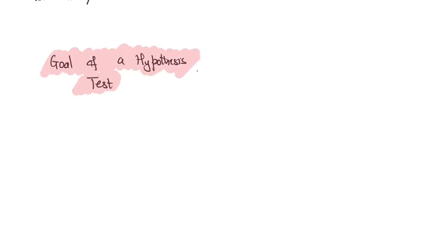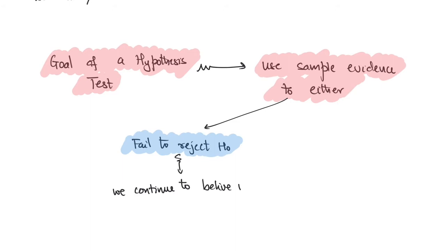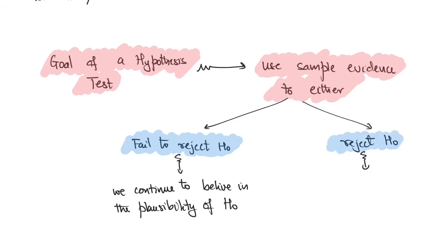The goal of a hypothesis test is to use sample evidence to either fail to reject H0, that is the null hypothesis. In this case, we continue to believe in the plausibility of the null hypothesis, or we reject the null hypothesis in favor of the alternative hypothesis HA.